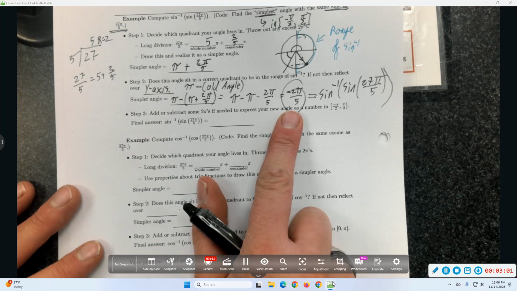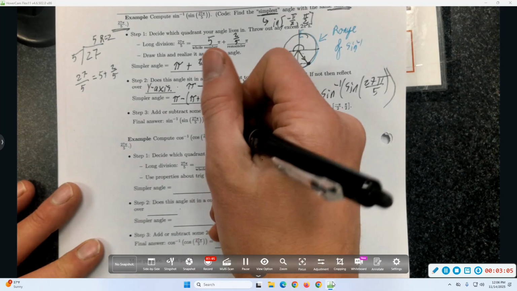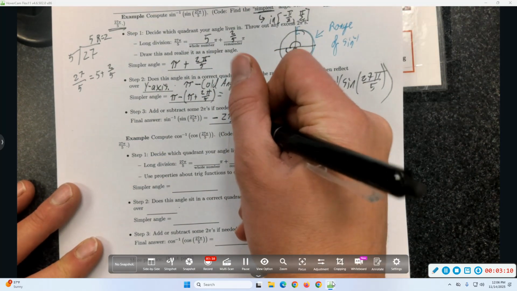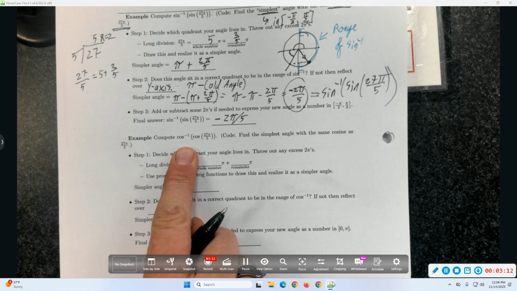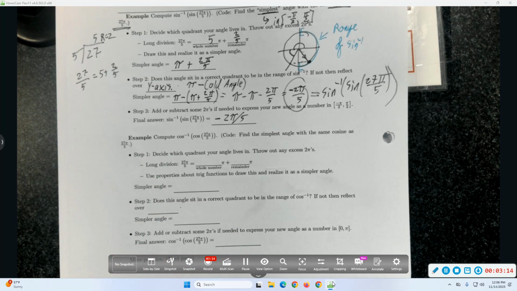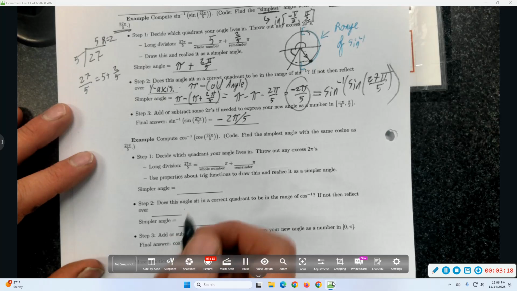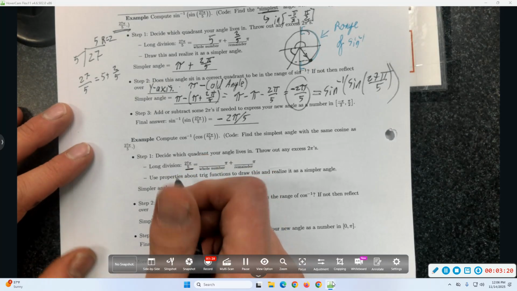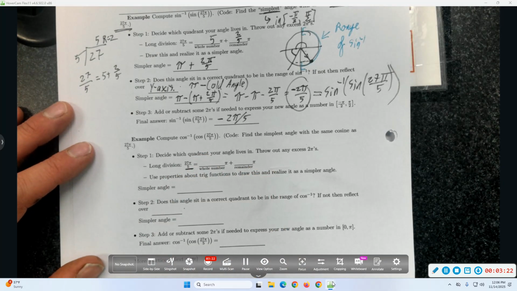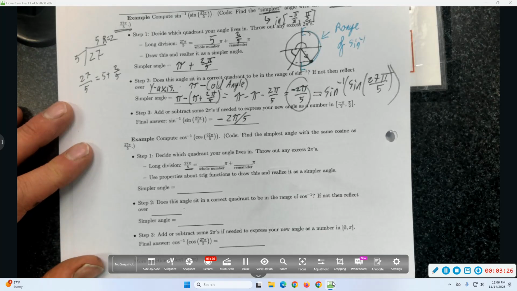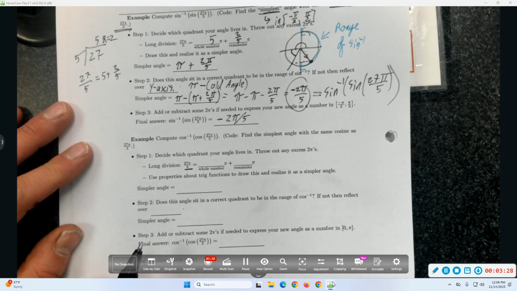Let's do that again for cosine. Let's put it in the spot where the final answer goes. Let's try to compute cosine inverse of cosine of 27 pi over 5, and we'll follow roughly the same algorithm. 27 pi over 5, that's a big angle, and it has some extra 2 pi's in it. So, step 1, let's throw out the extra 2 pi's.